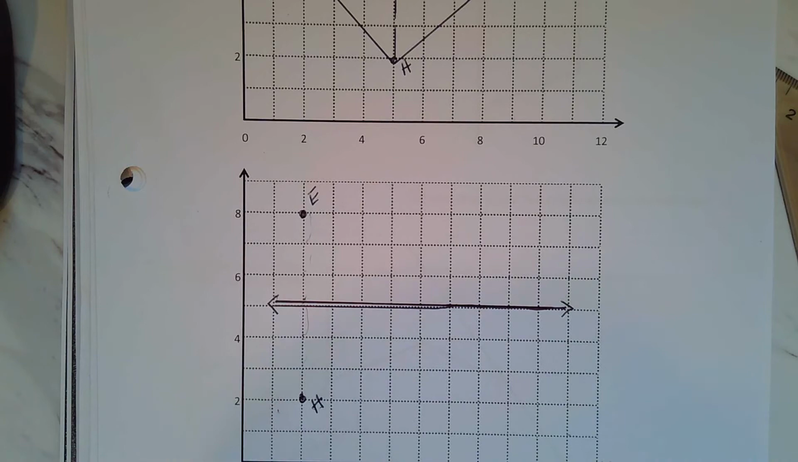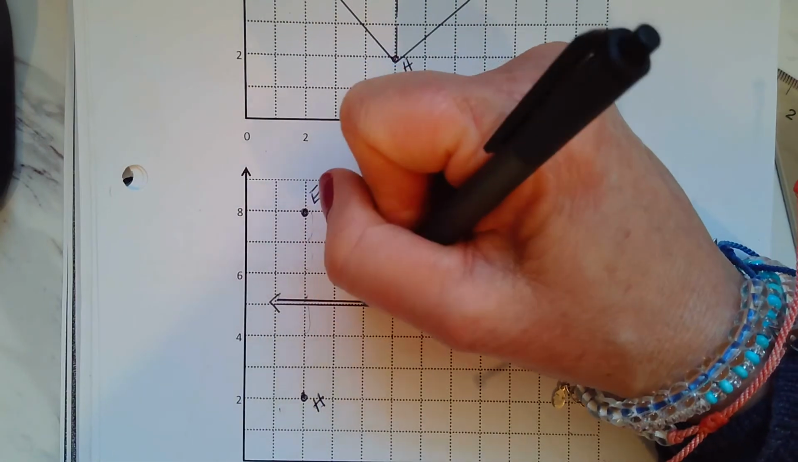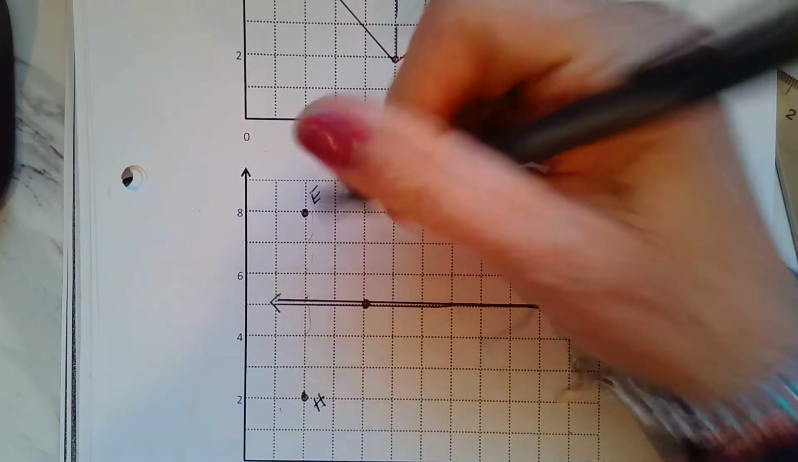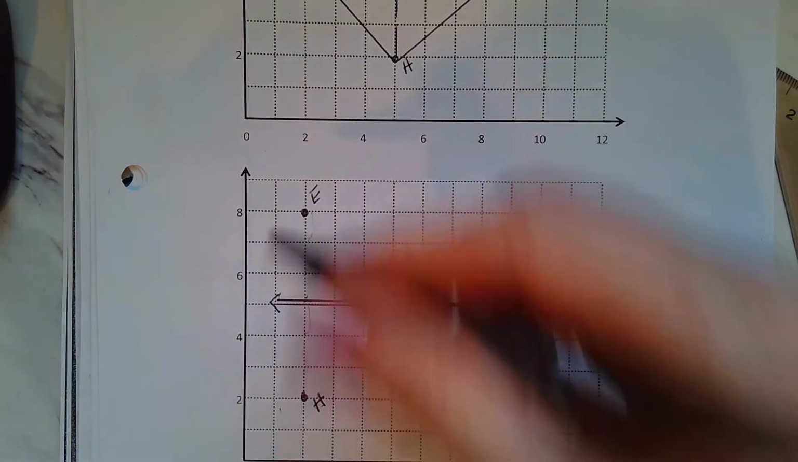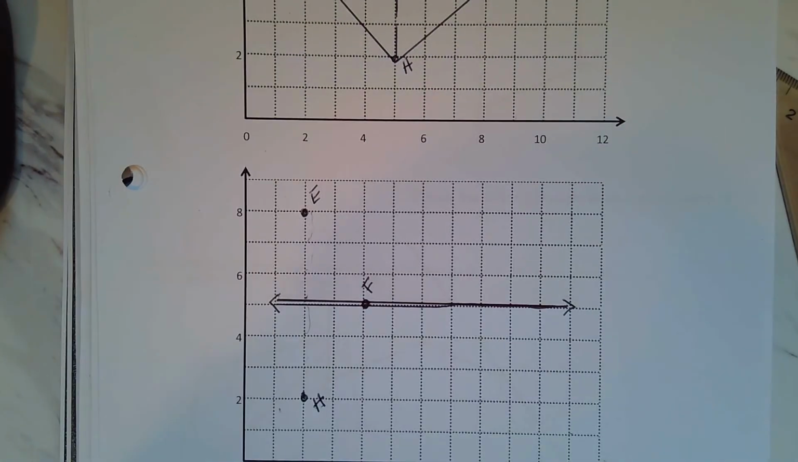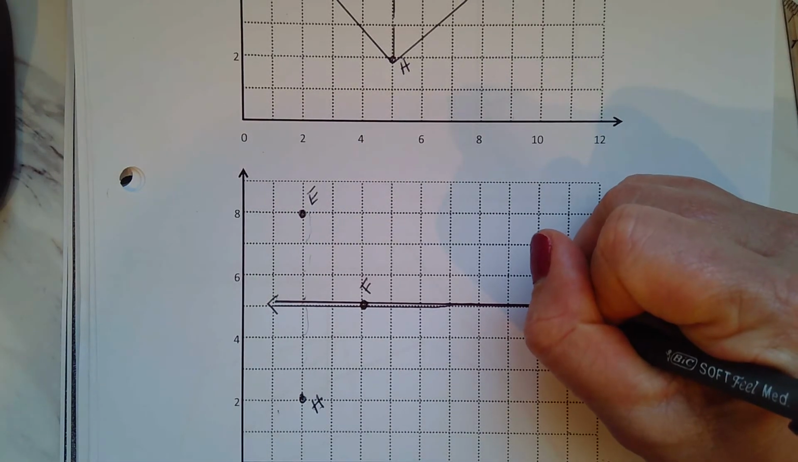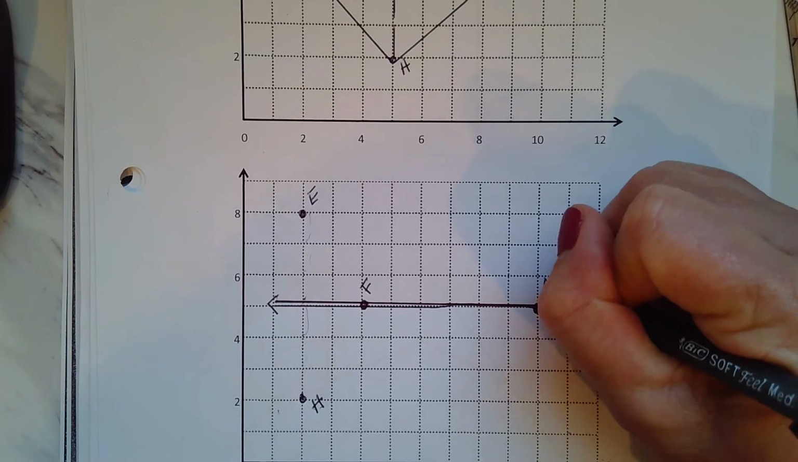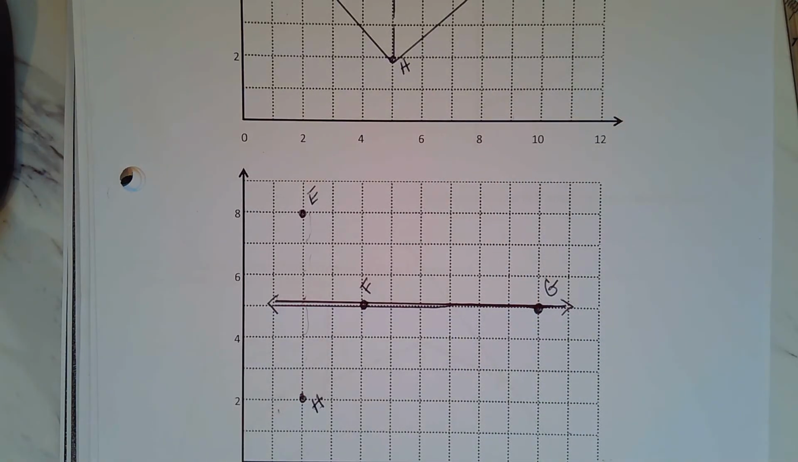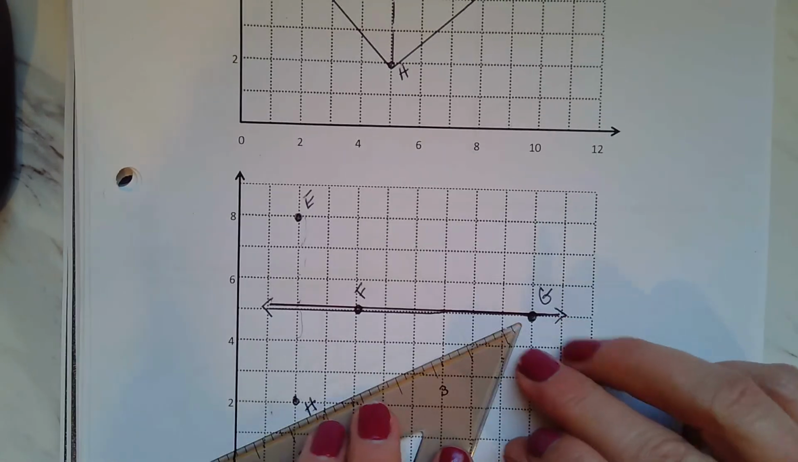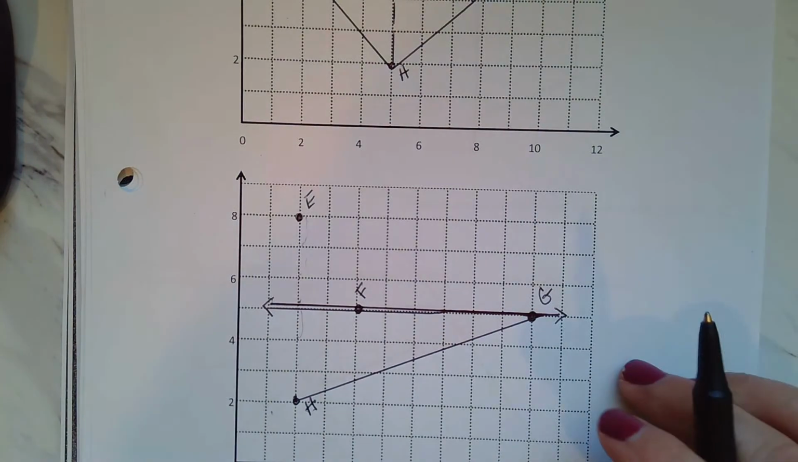Then let's come 2 units in, label that F, E, F. And then let's label 10, 5 as G. Now, let's see about connecting some of the points and seeing what figure we get. Okay.